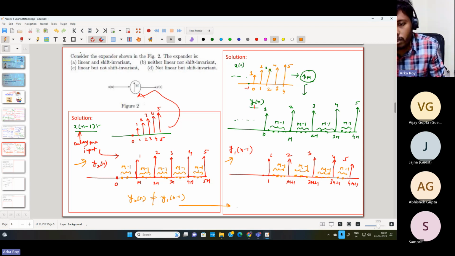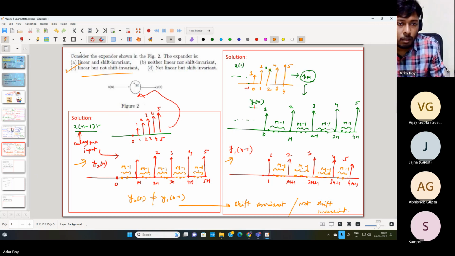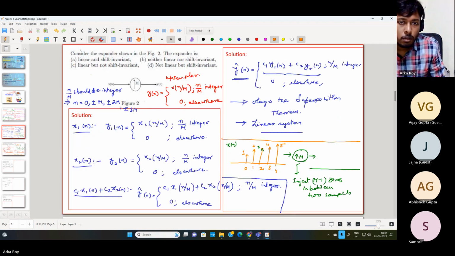Therefore, the system is shift variant, or we can say not shift invariant. So the system is linear but not shift invariant. This is the answer: linear but not shift invariant.